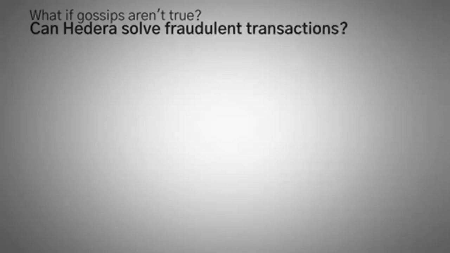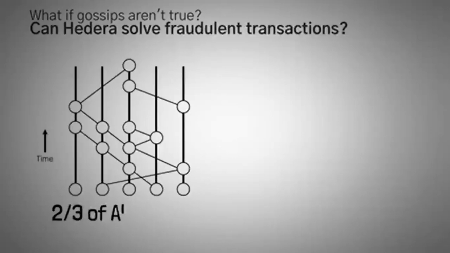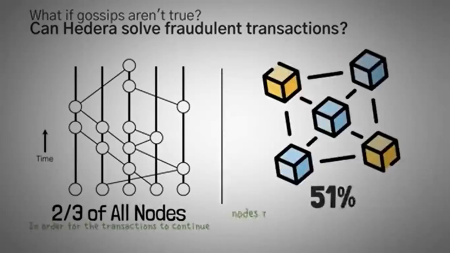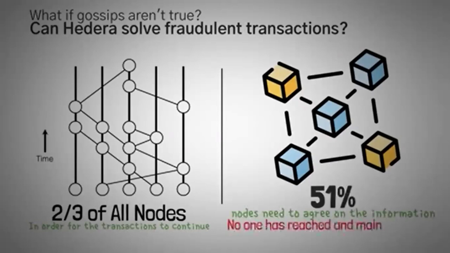As a fun fact, the way that the math works out is that with a hash graph, 2/3 of all nodes need to have the same information and agree on it for the transactions to continue. With a blockchain, 51% of nodes need to agree on the information. This 51% number is a number that gets thrown around a lot in the crypto world because people are concerned about bad people taking over control of the network. So far, no one has actually reached and maintained 51% control in a blockchain.